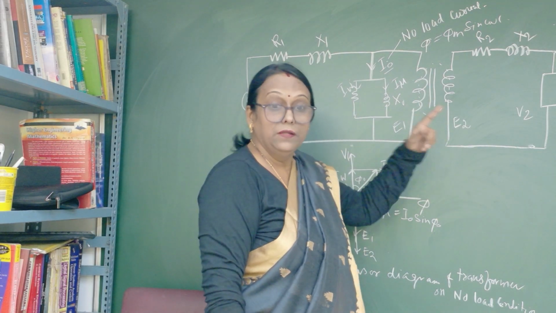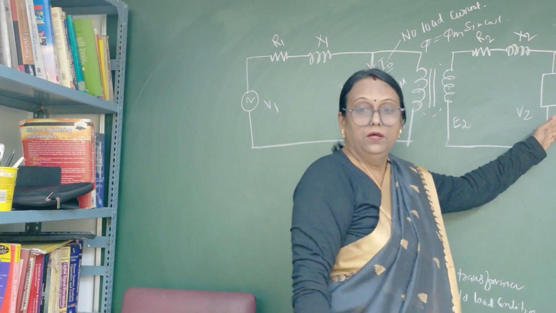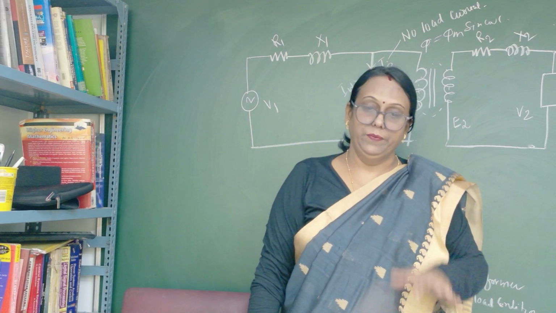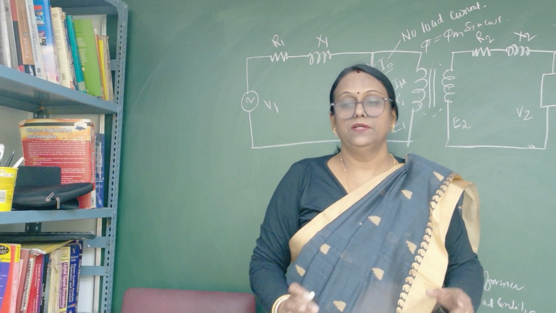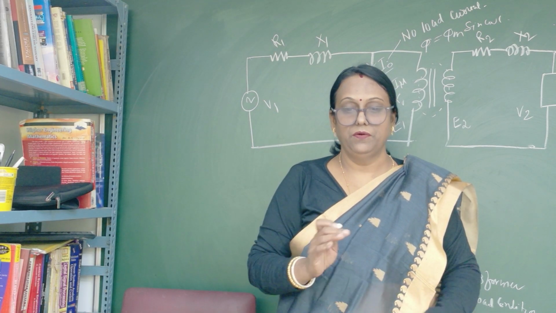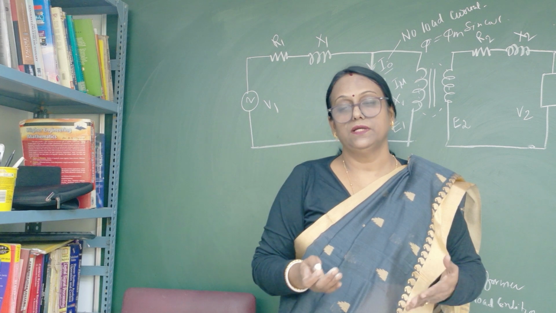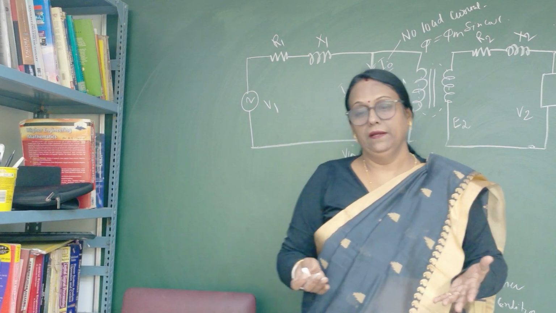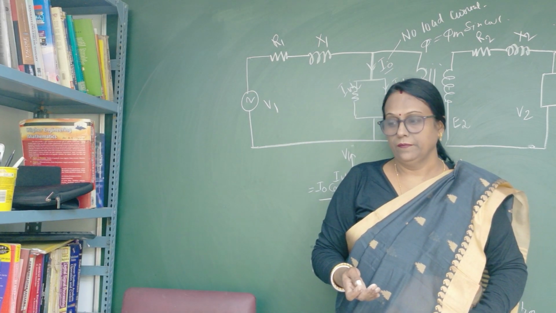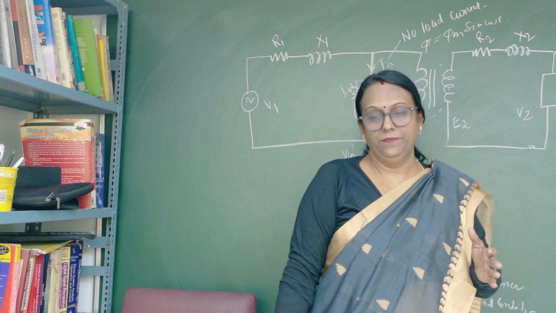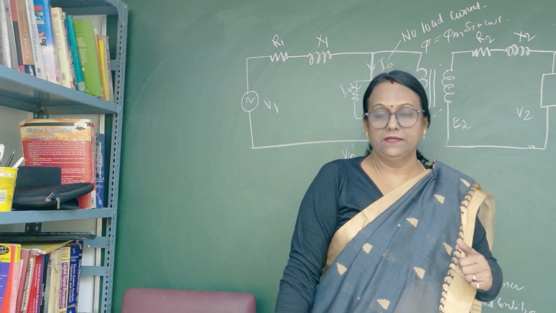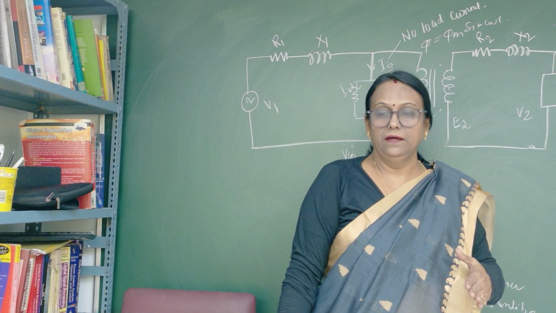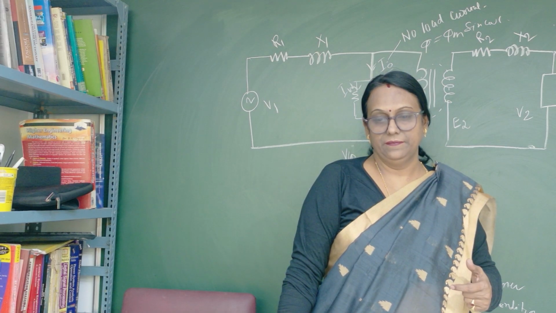Now, we will draw the load. This one is the load. The load may be resistive, inductive, or capacitive. If the load is resistive, then the voltage across the resistance is in line with the current, so voltage and current will be in the same phase.